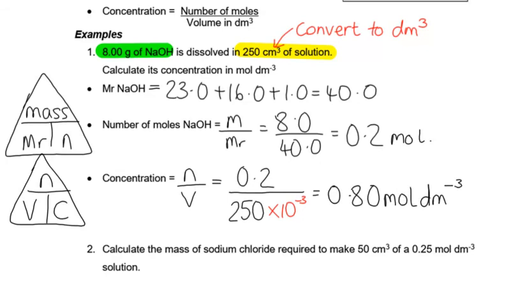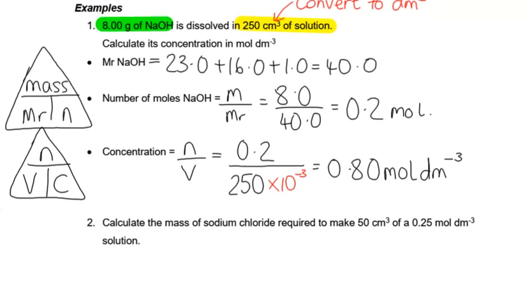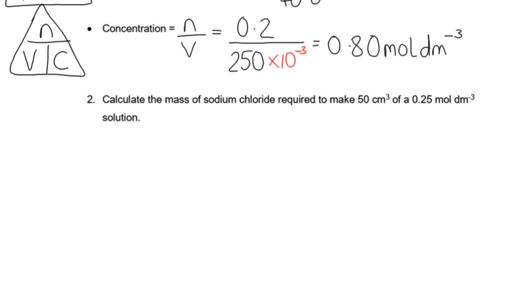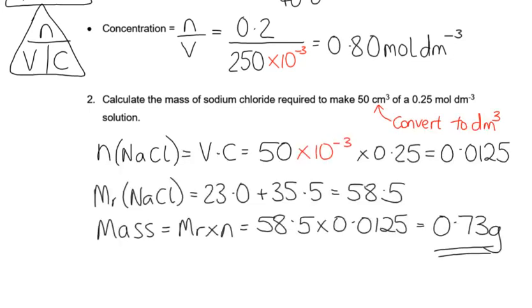decimetres cubed. So pause the video and see if you can calculate the mass of sodium chloride that would be needed to make this volume and concentration of solution. And if you've done that correctly, you should get 0.73 grams. So practicing calculations with solutions is really important as well, so maybe go away and have a look at some of the questions that you can find and see if you can calculate moles of solutions.